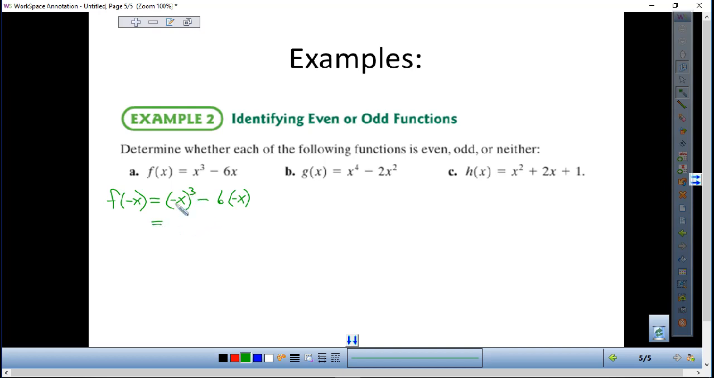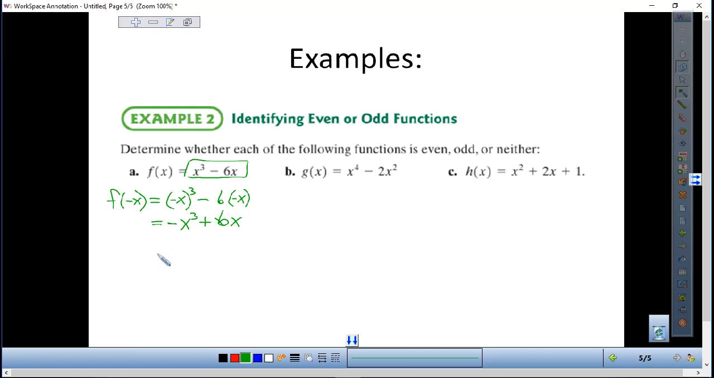Well, what's negative x to the third power? Well, negative 1 to the third power is negative. x to the third power is x to the third. Negative 6 times negative x gives me plus 6x. And then you ask yourself, is this the same thing I started off with, f of x? Well, obviously, no, it's not.